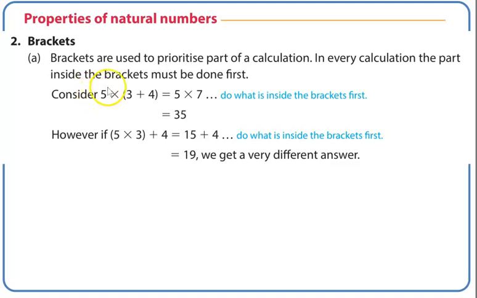Consider 5 multiplied by (3 plus 4), which is equal to 5 times 7, because 3 plus 4 is 7. We do what's inside the brackets first, and 5 times 7 is 35. However, 5 times 3 plus 4 is equal to 15 plus 4, because 5 times 3 is 15, and 15 plus 4 is equal to 19. So we get a very different answer.